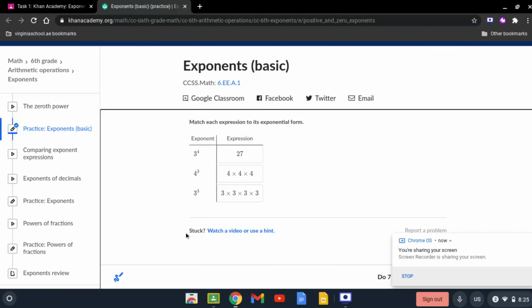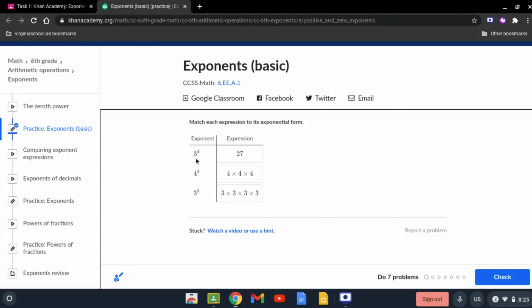Exponents. Here we have exponents and expressions. All we have to do is match each expression to its exponential form. Here we have the exponents: 3 to the power of 4, 4 to the power of 3, and 3 to the power of 3. What you want to do here is match the expressions with the exact same exponents.